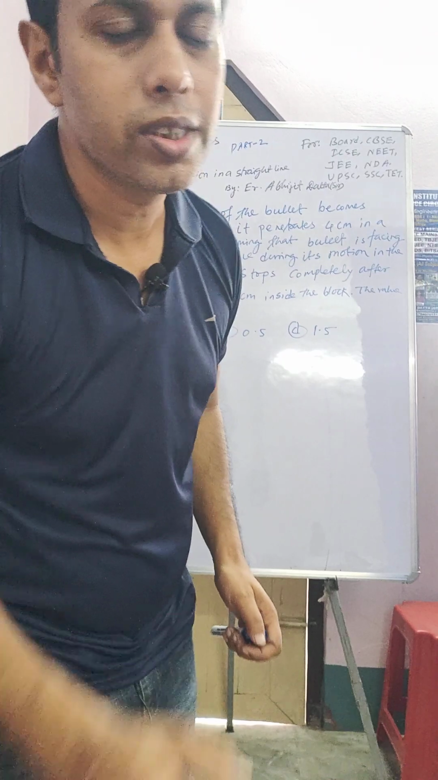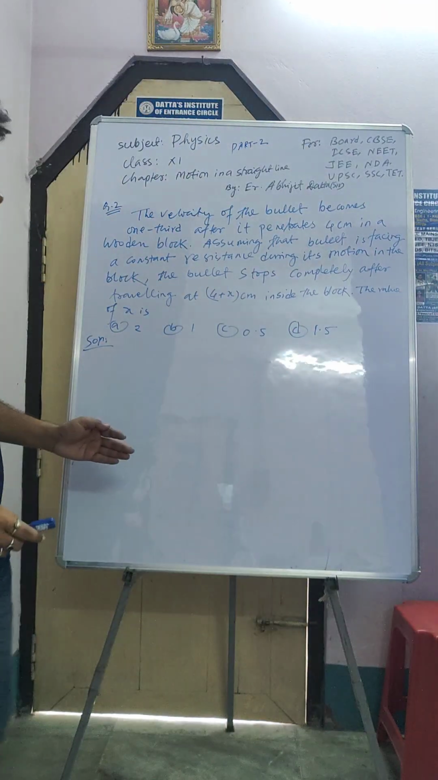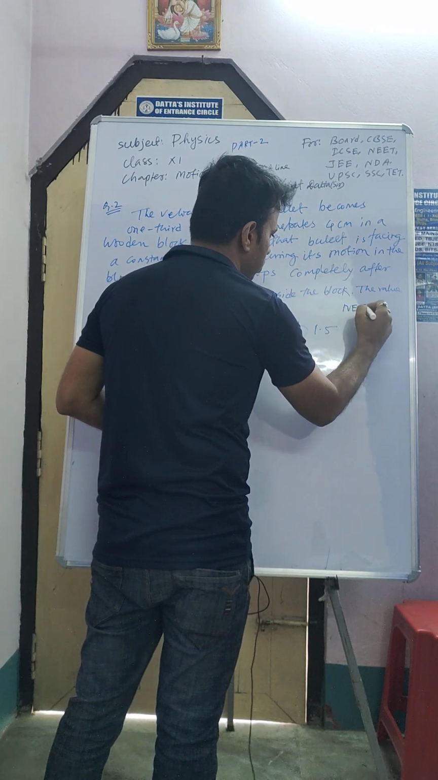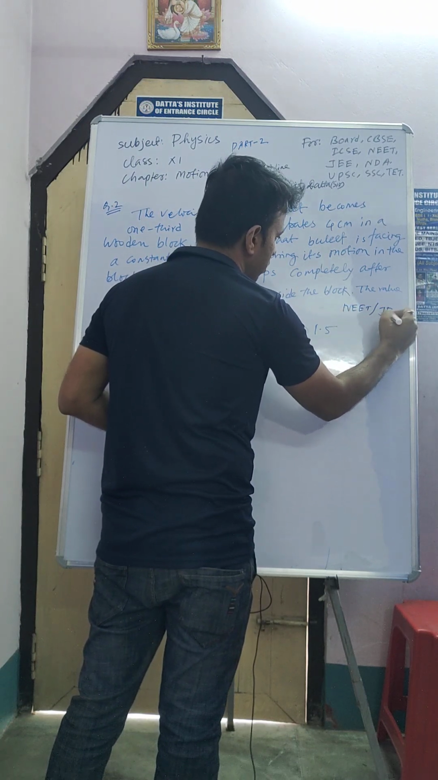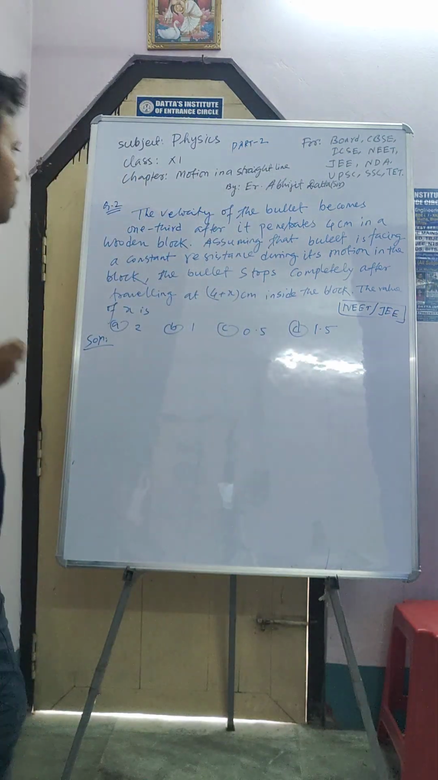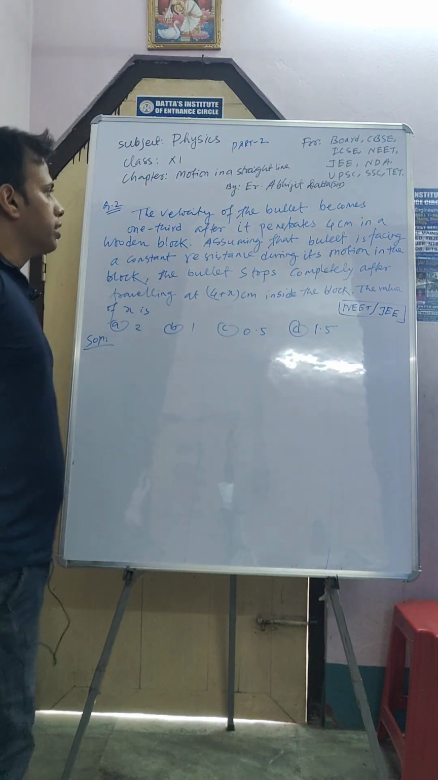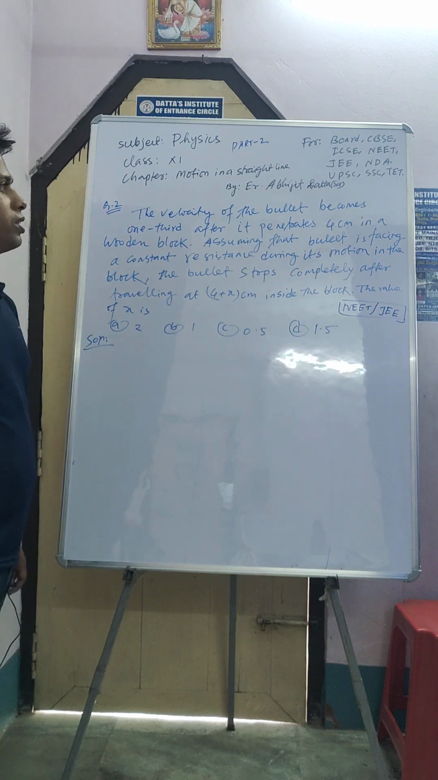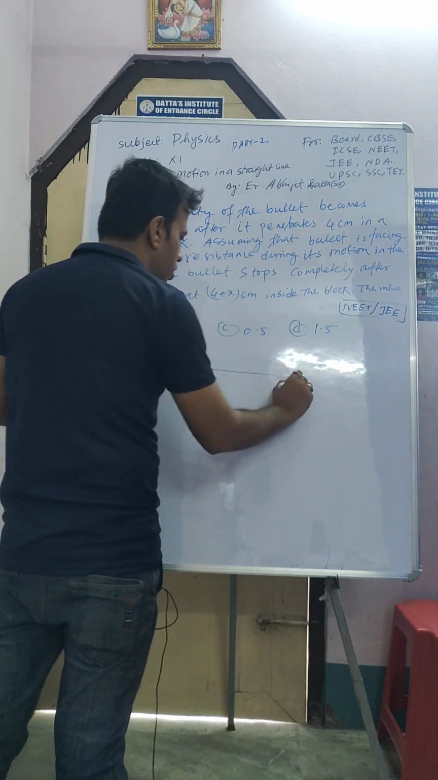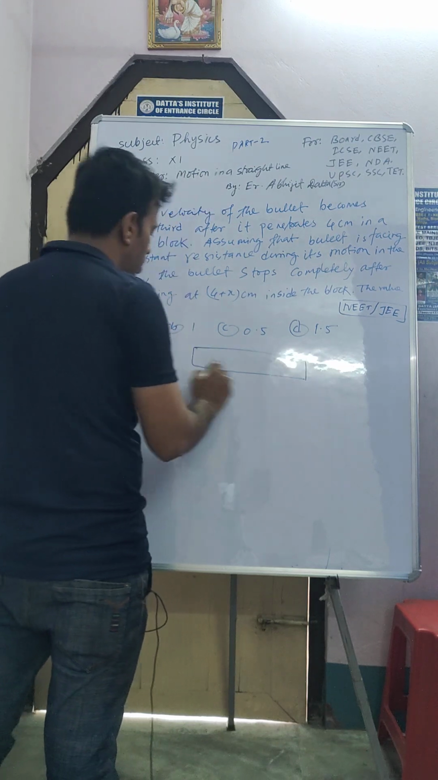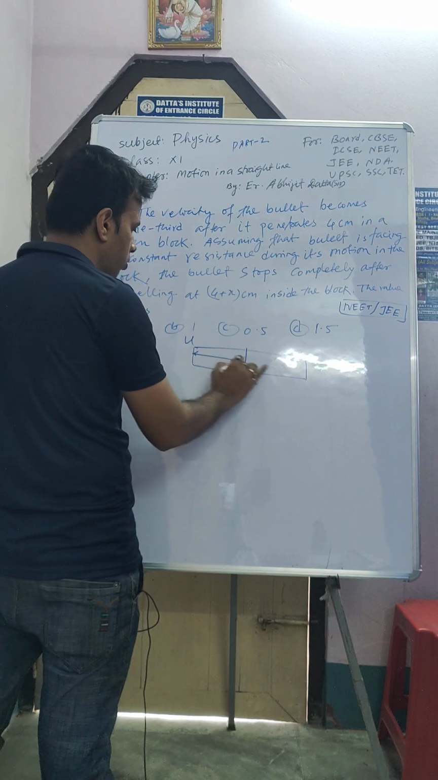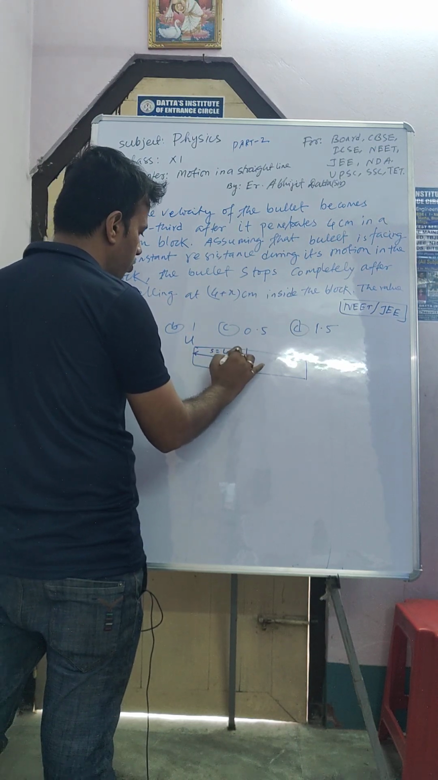Our next question came in NEET and JEE so many times, and in other medical and engineering entrance and competitive exams. So the question is like this: the velocity of the bullet becomes 1/3 after penetrating 4 cm in a wooden block. So suppose this one is a wooden block. The initial velocity is u, and after penetrating 4 cm in the wooden block, s is equal to 4 cm.